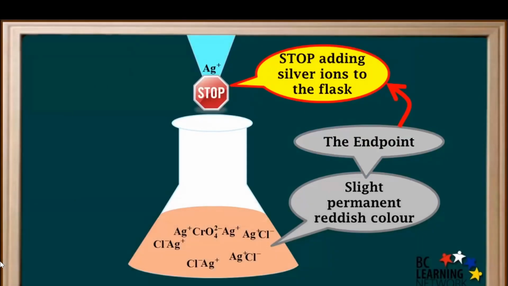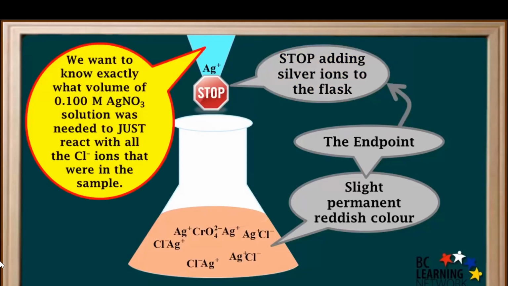Once we reach the end point, we must stop adding silver ions to the beaker. This is because we want to know exactly what volume of 0.1 molar AgNO3 solution was needed to just react with all of the chloride ions that were in the sample.